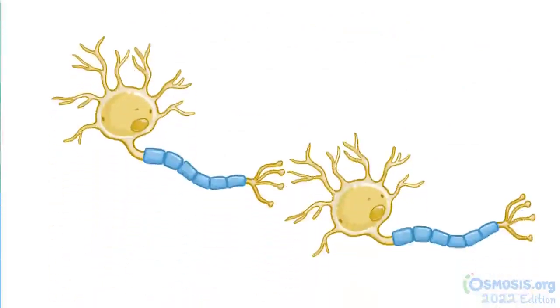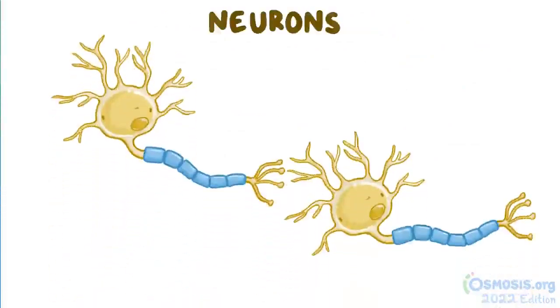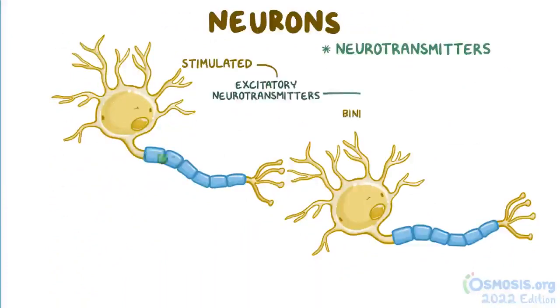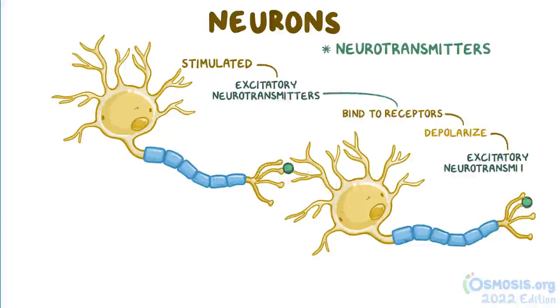Alright, so cells that make up our brain are called neurons. Neurons communicate with each other through neurotransmitters. When one neuron is stimulated, it releases excitatory neurotransmitters that bind to receptors on the next neuron. This causes the next neuron to depolarize and release its own excitatory neurotransmitters, propagating the signal throughout the brain.